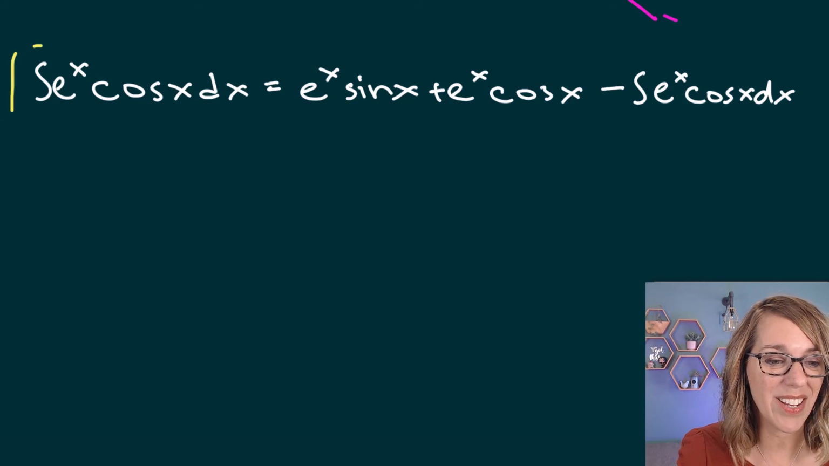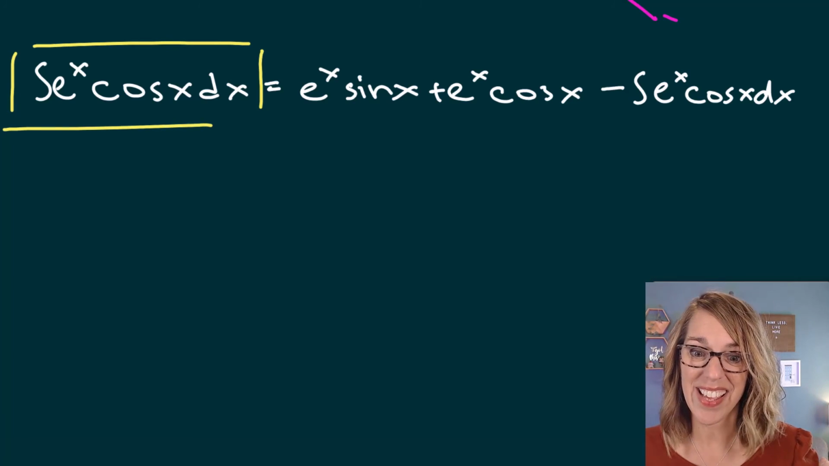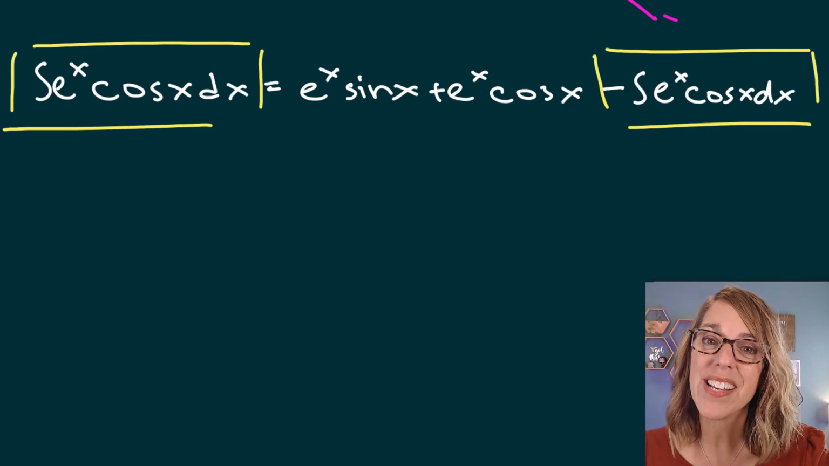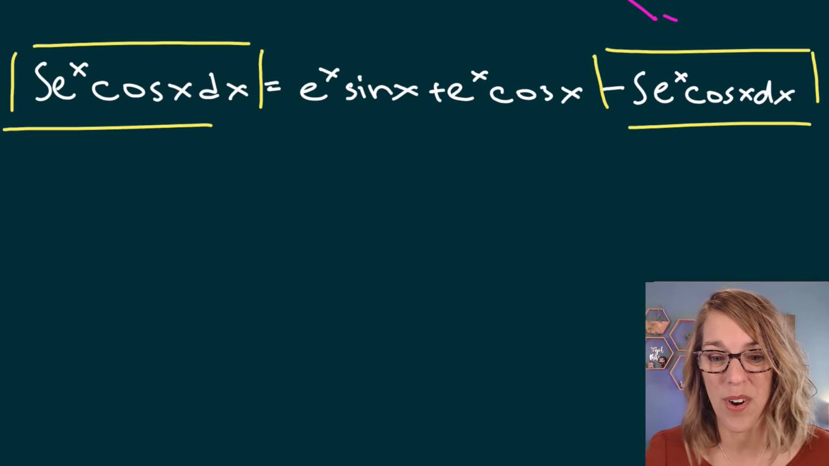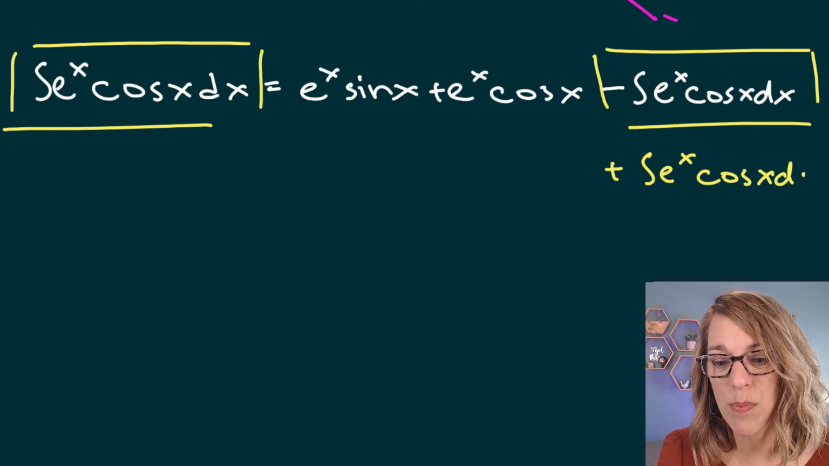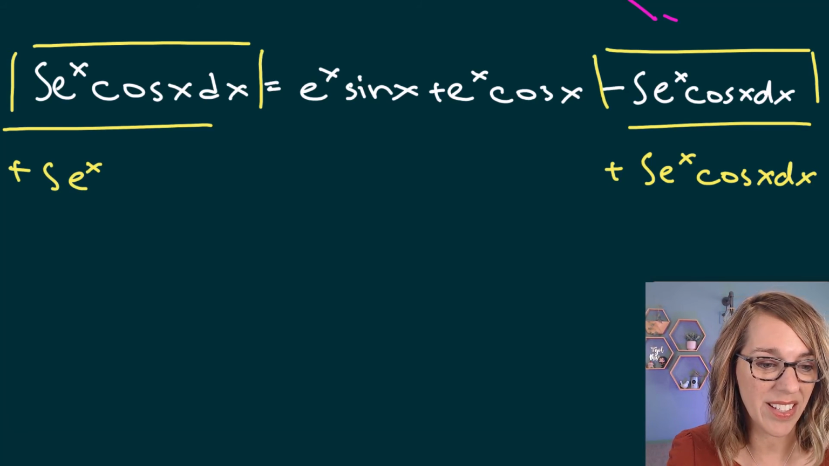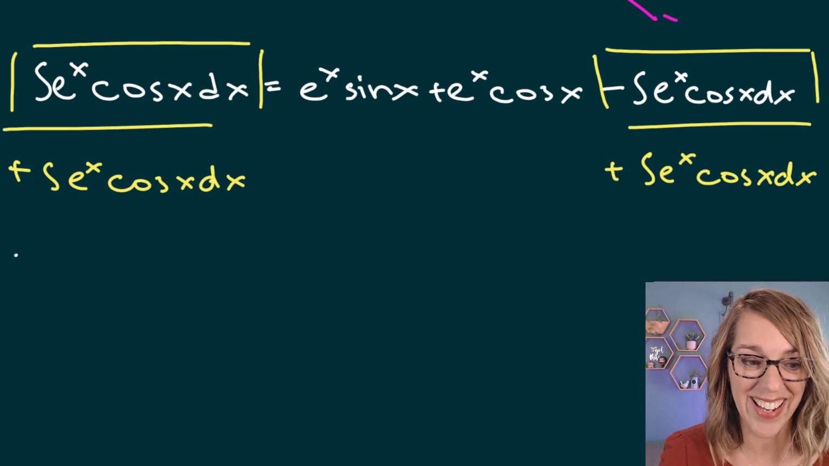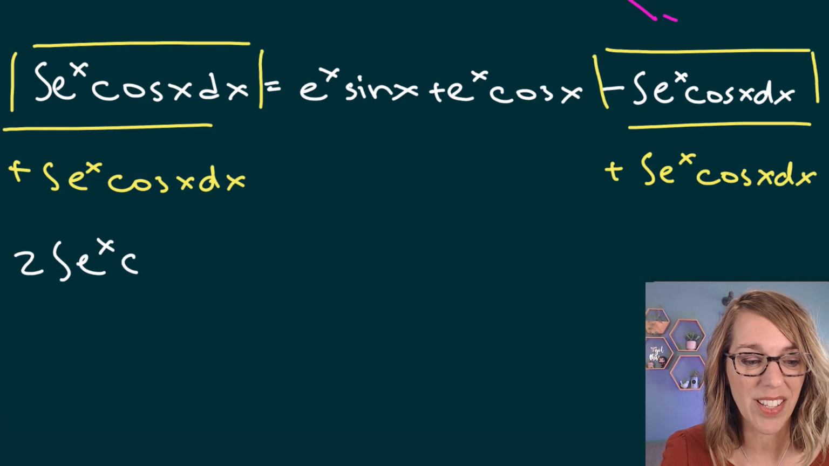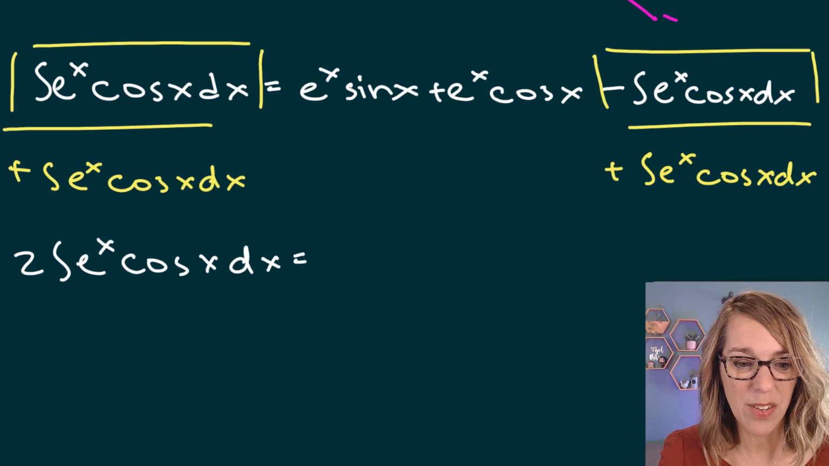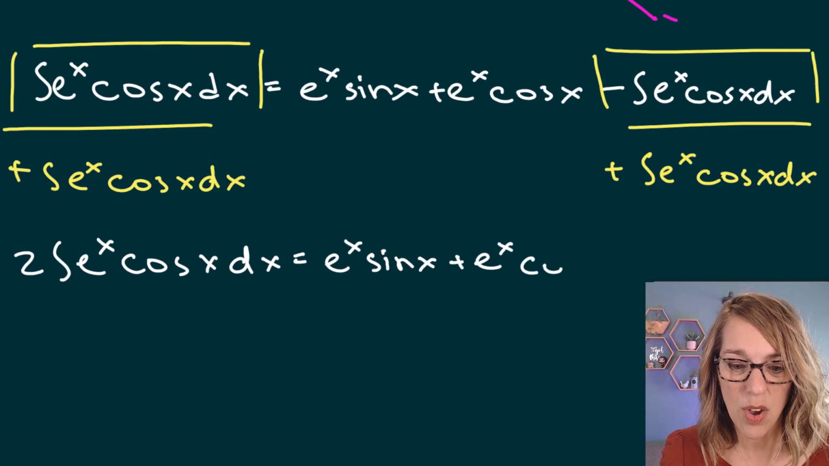Notice how I've got e to the x cosine x on the left side, and I ended up with it again on the right side. I'm going to combine those like integrals, and I'm going to solve for the integral. So I'm going to go ahead and add this integral, e to the x cosine x dx, to both sides. This is going to give me two of those integrals, but that's okay because I've just about got that integral solved for. So I've got 2 integral e to the x cosine x dx is equal to e to the x sine x, just copying what I've got up above, plus e to the x cosine x.